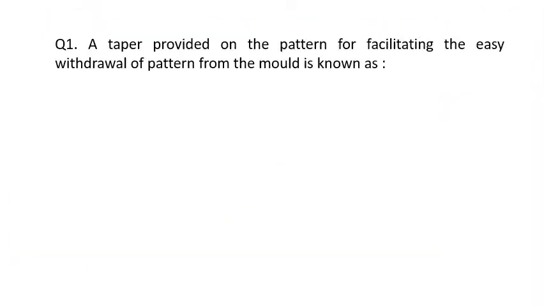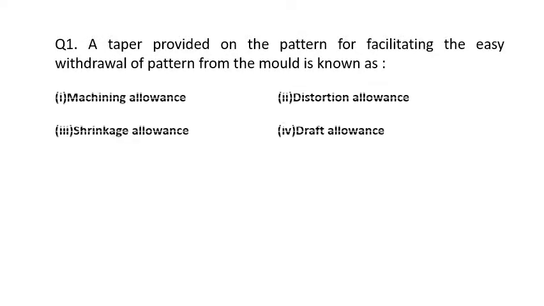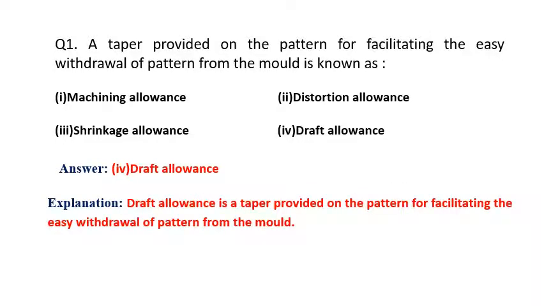Question number 1. A taper provided on the pattern for facilitating the easy withdrawal of the pattern from the mold is known as: option 1 machining allowance, option 2 distortion allowance, option 3 shrinkage allowance, and option 4 draft allowance. The correct answer is option 4, draft allowance. Draft allowance is a taper provided on the pattern for facilitating the easy withdrawal of the pattern from the mold.